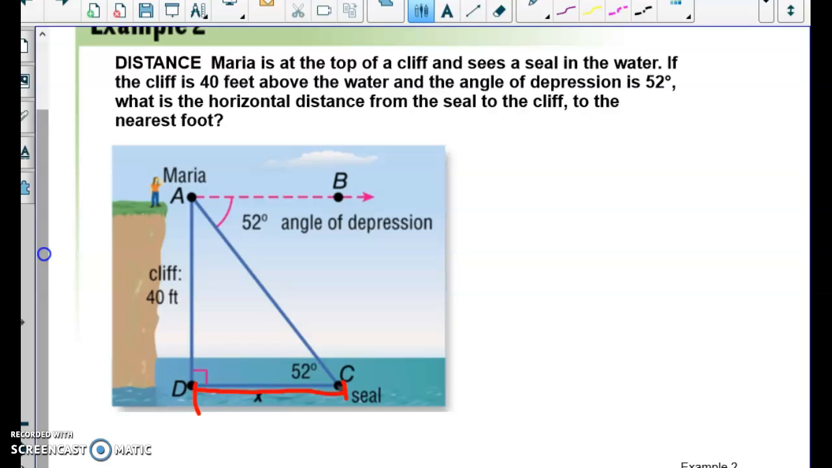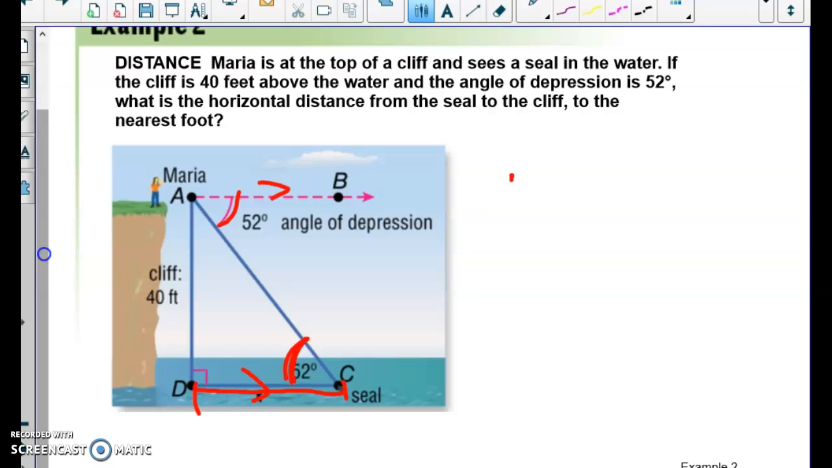And the thing about the angle of depression is because she's looking downward here, this angle up here and this angle are alternate interior angles, so those have to be parallel. And that makes this angle down here 52. So we're going to use alternate interior angles most often when we use these kinds of things.